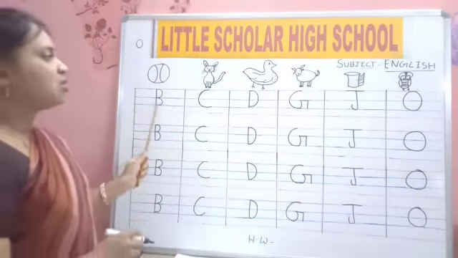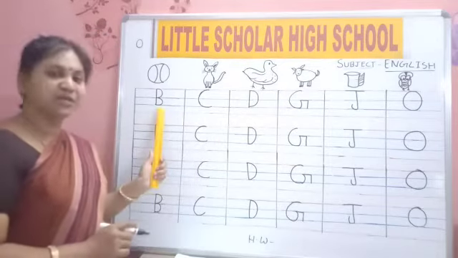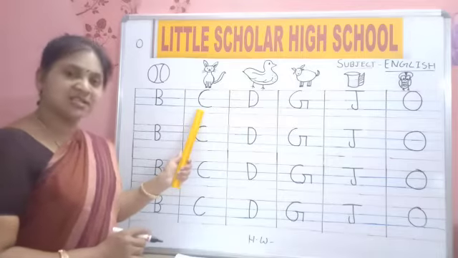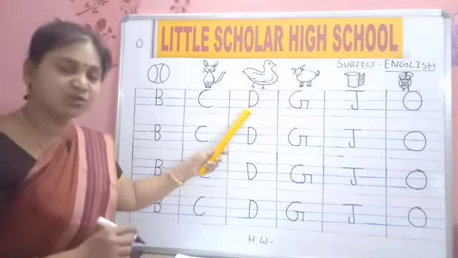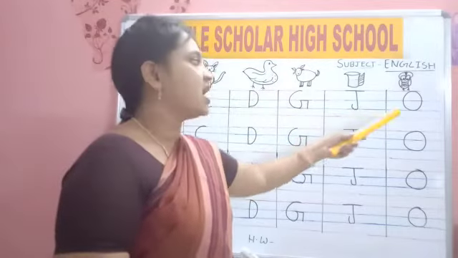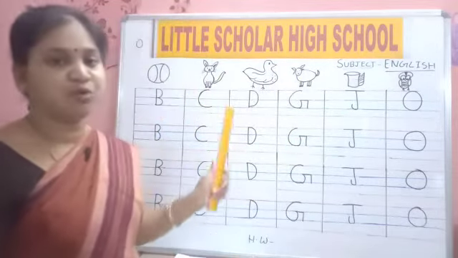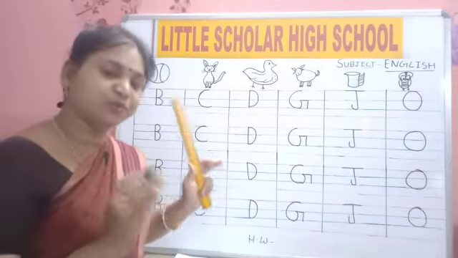Yes, all these letters we have written, each letter two pages. You have written B 2 pages, C 2 pages, D 2 pages, G 2 pages, J 2 pages and O also 2 pages. Yes, I hope all have finished writing two pages.